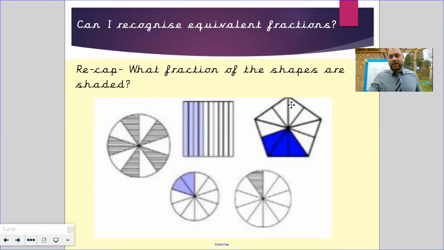For our next question here, we've got 1, 2, 3, 4, 5, and then another 5 round there. So that was also out of 10, but this time only 3 are coloured in, so we should have 3 over 10. Over here, we've got 1, 2, 3, 4, 5, 6, 7, 8, 9, 10 again, and only 2 of them are coloured in, so that's 2 out of 10.